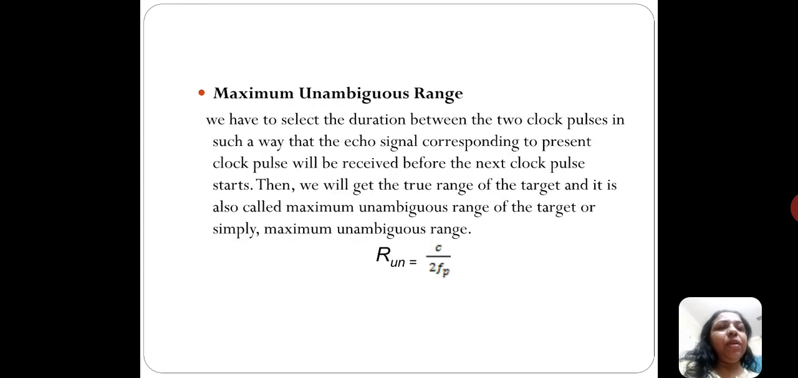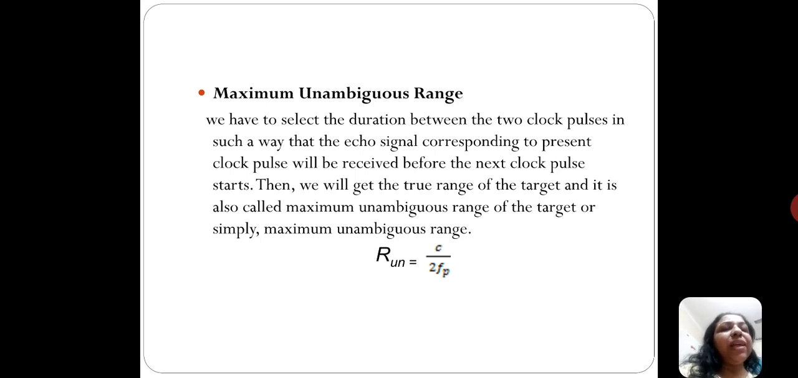Now what is maximum unambiguous range? We can clearly measure the distance of the target if the next signal is transmitted after receiving the first echo signal. Suppose we are transmitting a signal and the echo is received, and only then the next clock pulse is transmitted. In that case only we can efficiently measure the range of the target.